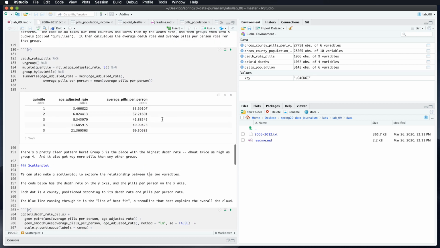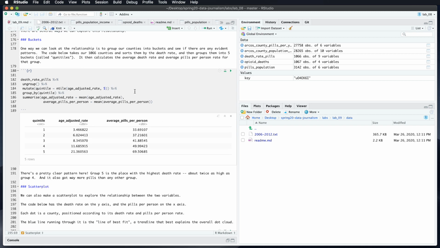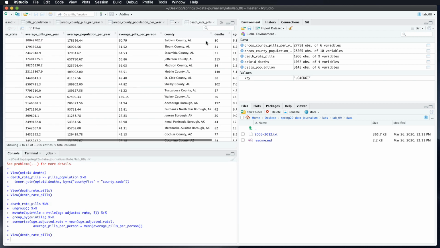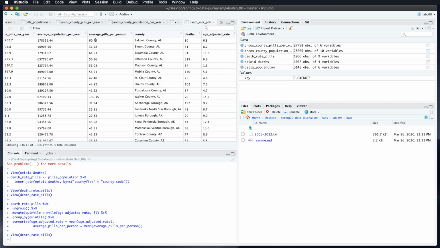Before I move on, I want to walk you through the code there. So we take our death rate pills table, that's this, right? The one that's got the age-adjusted rate and the average pills per person.